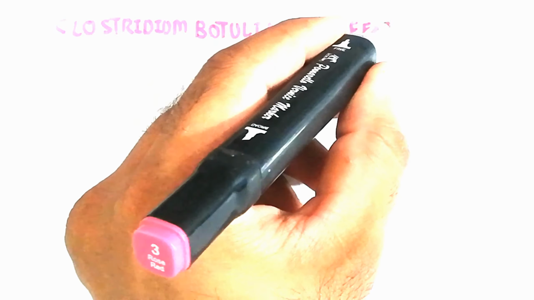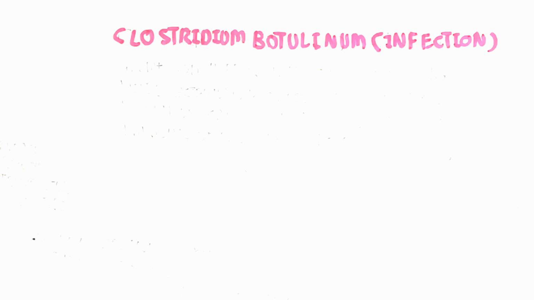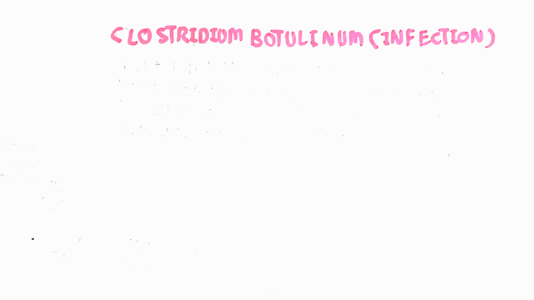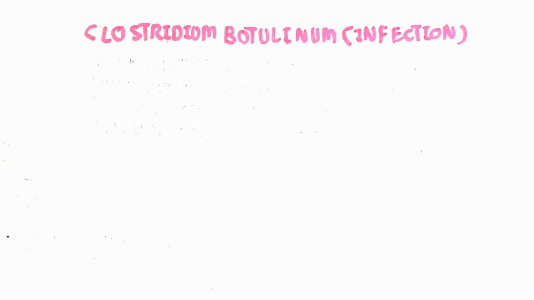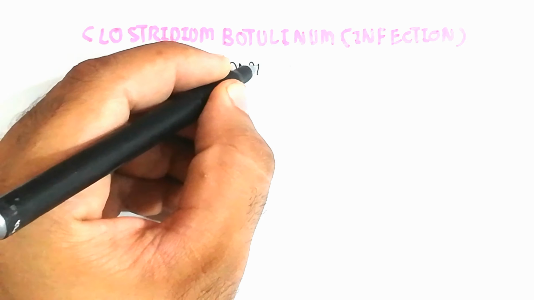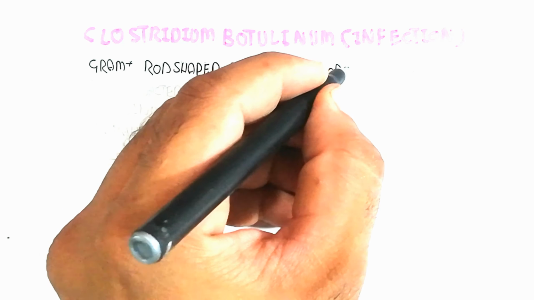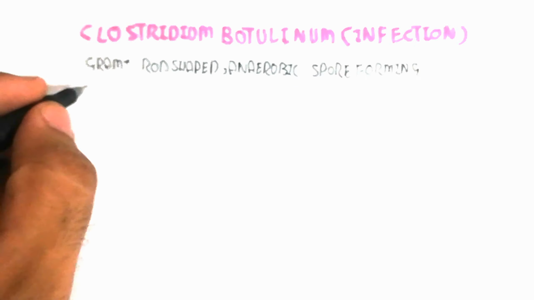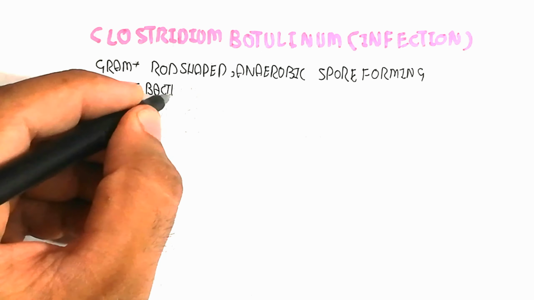Hello, in this video we will discuss the Clostridium botulinum infection. Botulism is an infection due to Clostridium botulinum, which is a gram-positive, rod-shaped, anaerobic, spore-forming, motile bacterium that produces neurotoxins.